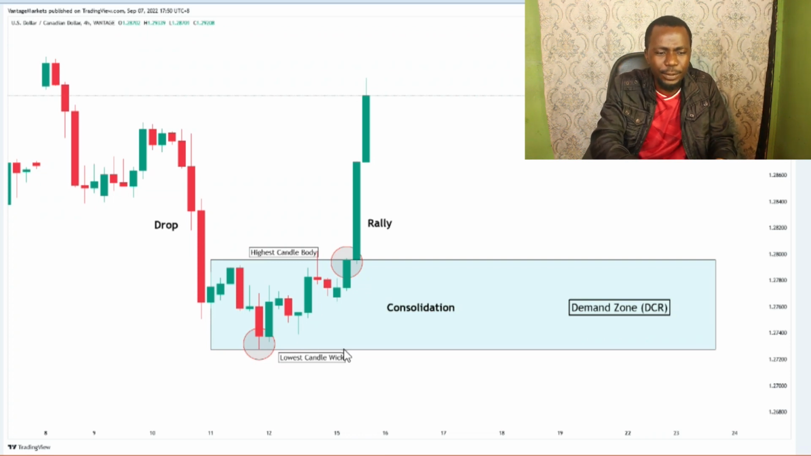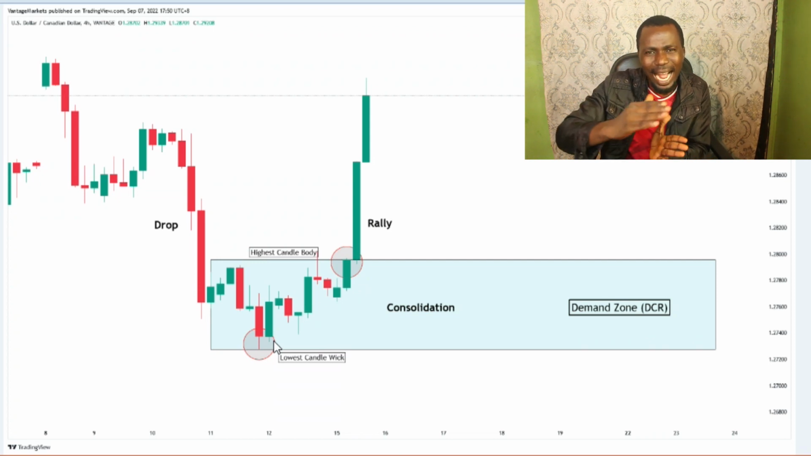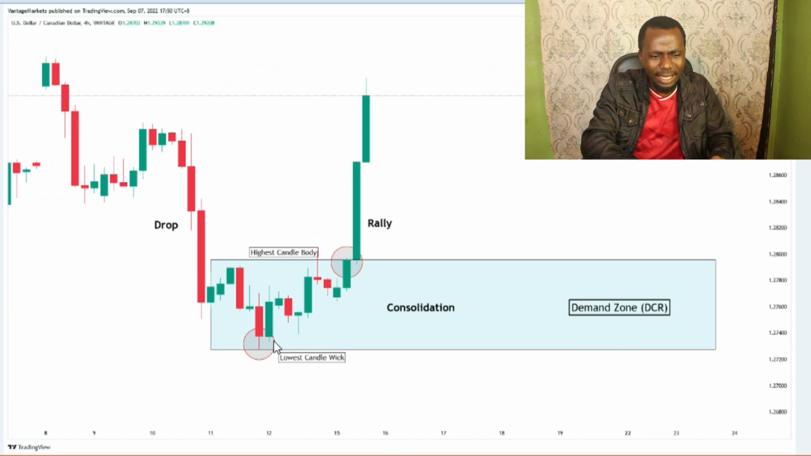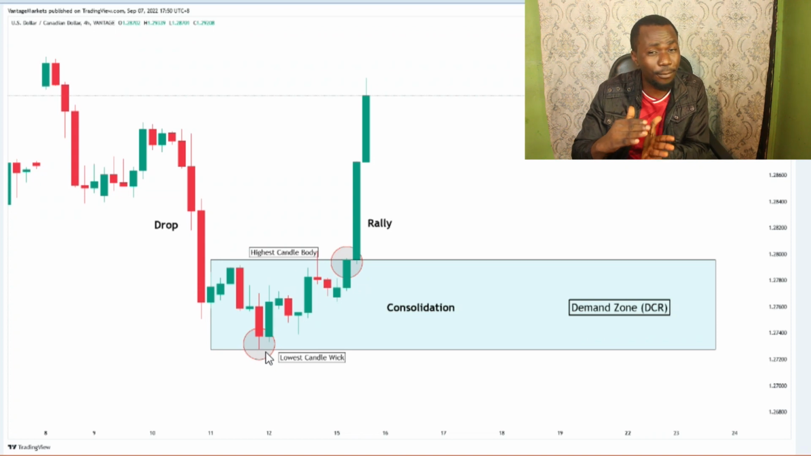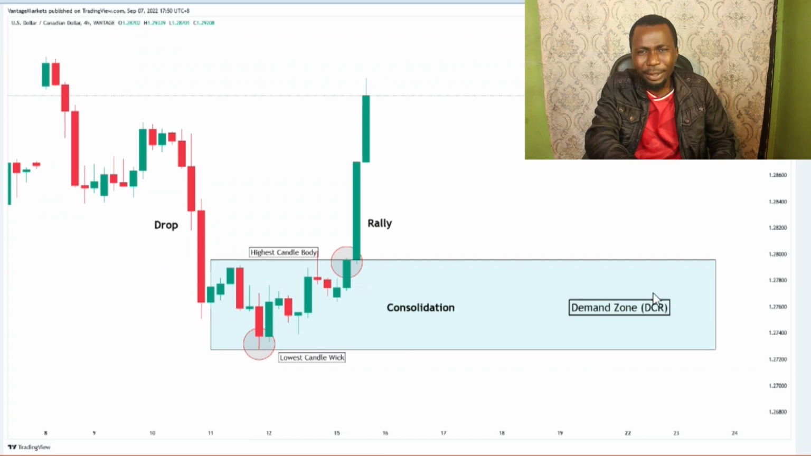Because before they move, the market will come into a tight consolidation where the highs and the lows will not exceed 30 or 40 pips. If you calculate the highs and the lows, they will not exceed 30 or 40 pips. So what do you do? You simply draw a horizontal line at the highs and the lows of that tight consolidation. That double horizontal line forms a zone for you.